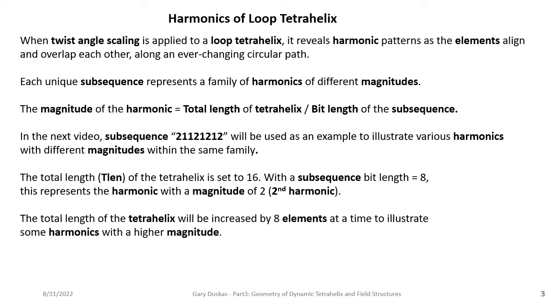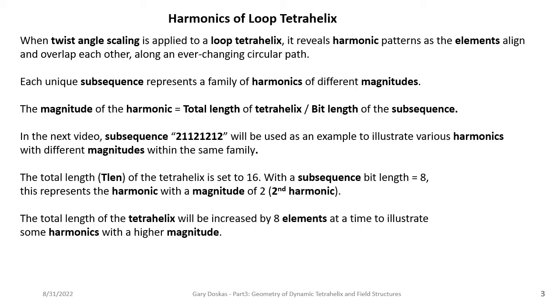Harmonics of loop tetrahelix. When twist angle scaling is applied to a loop tetrahelix, it reveals harmonic patterns as the elements align and overlap each other, along an ever-changing circular path. Each unique subsequence represents a family of harmonics of different magnitudes. The magnitude of the harmonic equals the total length of the tetrahelix, divided by the bit length of the subsequence.